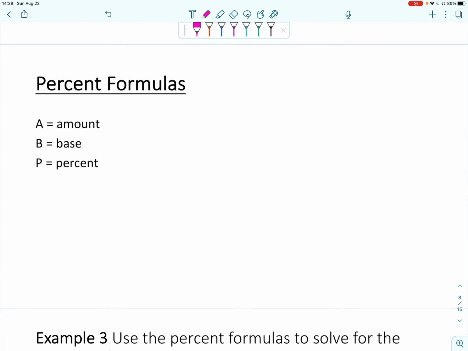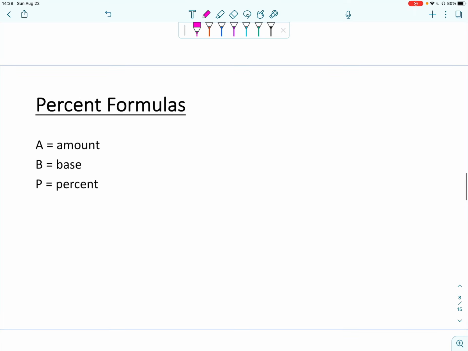So then we have percent formulas, and there are 3 components to each of these formulas. We have an amount, we have a base, which can also be thought of as a total, and then we have a percent, and this percent will always be given as a decimal when we're working with these formulas. So A, P, and B are going to be the 3 variables in these formulas.